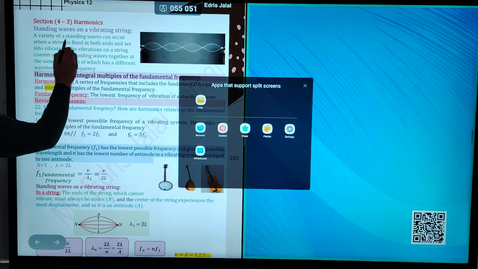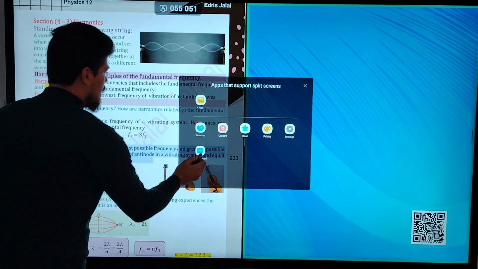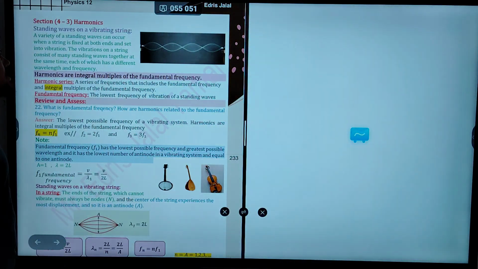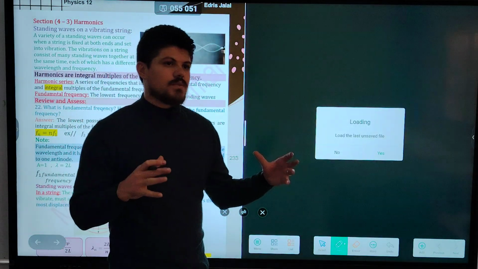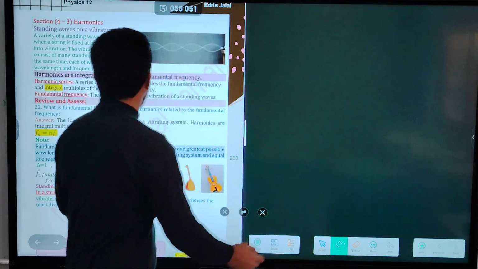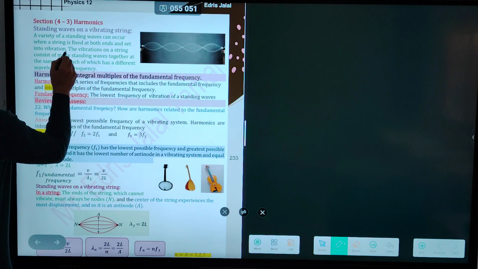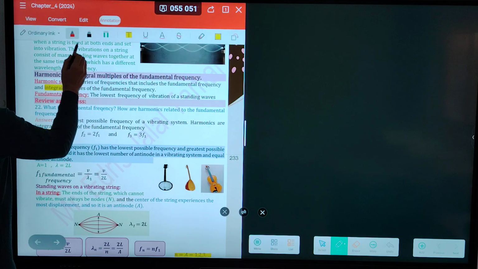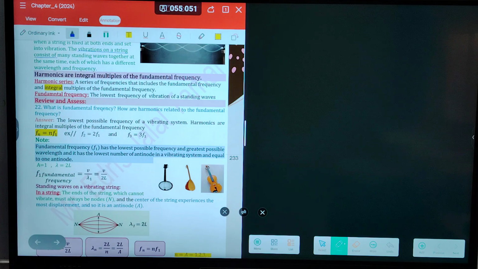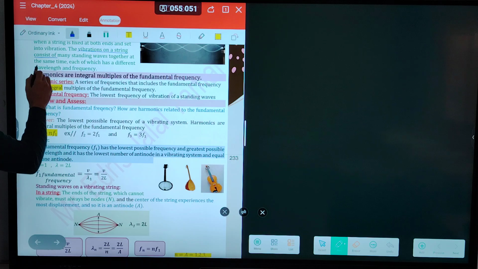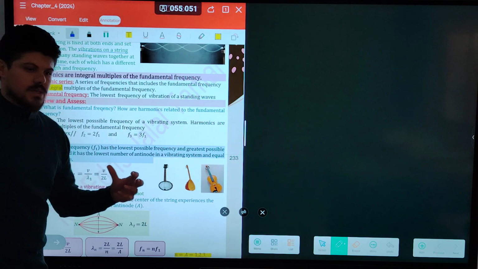For example, a variety of standing waves can occur when a string is fixed at both ends. So what is the conditions of the standing wave and harmonics? Like, for example, if you have a string, the string must be fixed at both ends, okay? And fixed at both ends and set into vibration. The vibrations on a string consist of what? Many standing waves together at the same time, so each of which has different wavelength and frequencies.